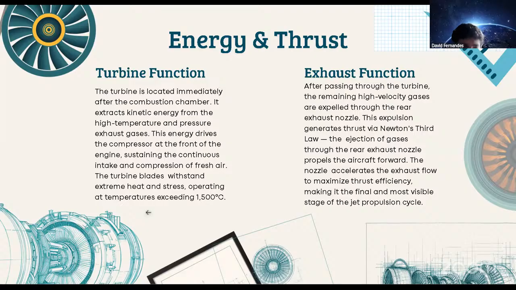Exhaust function. After passing through the turbine, the remaining high velocity gases are expelled through the rear exhaust nozzle. This expulsion generates thrust via Newton's third law. The ejection of gases through the rear exhaust nozzle propels the aircraft forward. The nozzle accelerates the exhaust flow to maximize thrust efficiency, making it the final and most visible stage of the jet propulsion cycle.